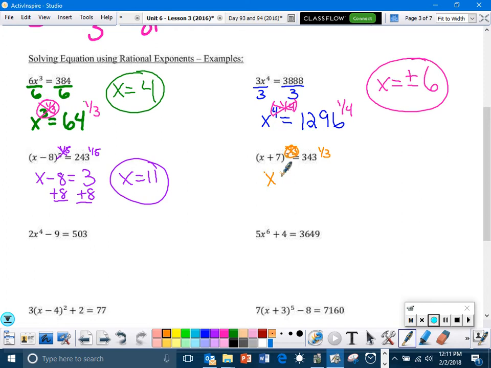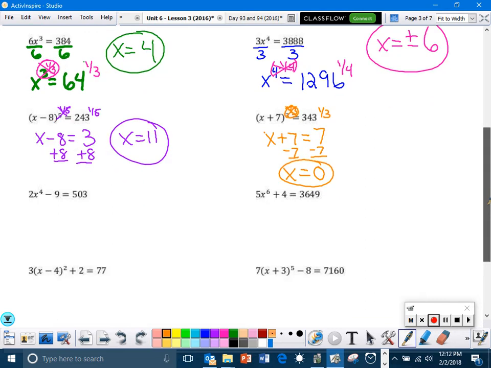So the 3 and the 1/3 cancel each other out. We are left with x plus 7 equals 343 to the 1/3 power, which is 7. Okay, subtract 7 from both sides. And we find out, ladies and gentlemen, that the answer is 0. There is only one answer to this problem because the exponent is odd. Continuing.